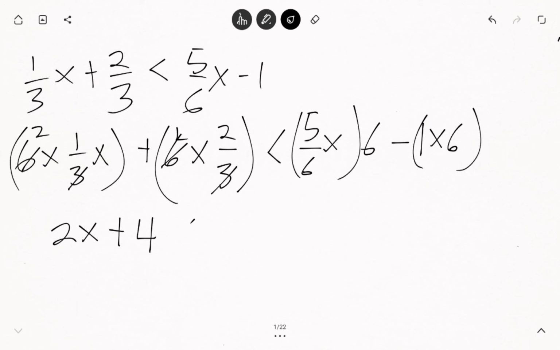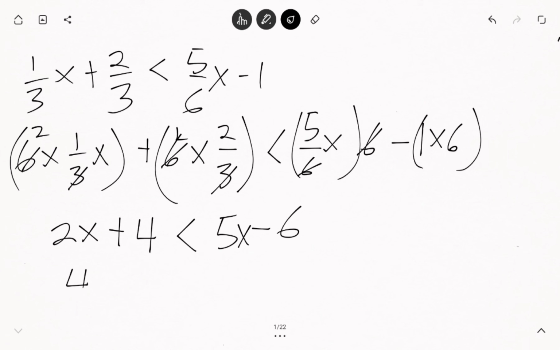The 2 here multiplied by 2 at the top will give me 4. It's less than 6 will go into 6 just once. So I have 5x minus 1 multiplied by 6 will give me 6 at the end over here. So from here I have 2x plus 4 less than 5x minus 6. From here I group like terms.